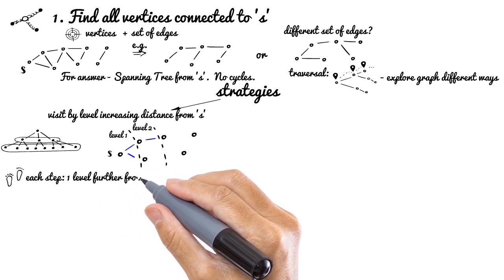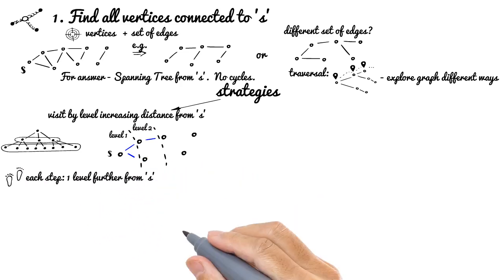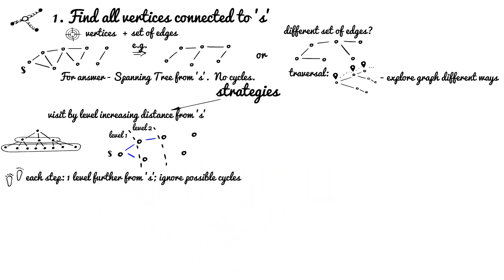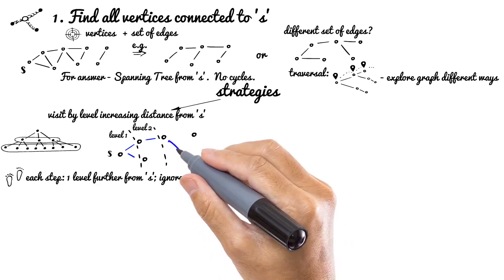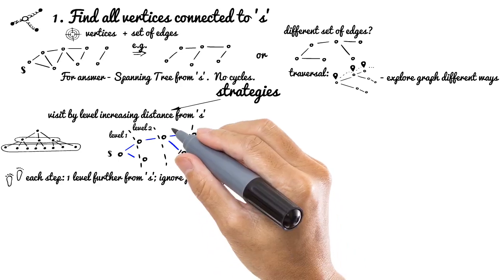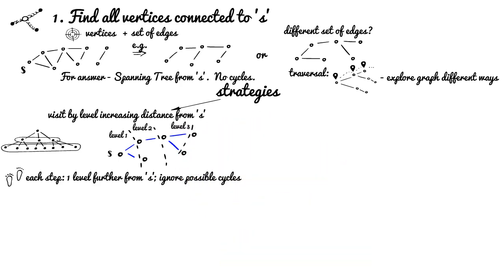On each step, we are going one more edge further from the vertex S, ignoring any possible cycles and edges between vertices with the same distance from vertex S, and so on till the last connected vertex is explored.